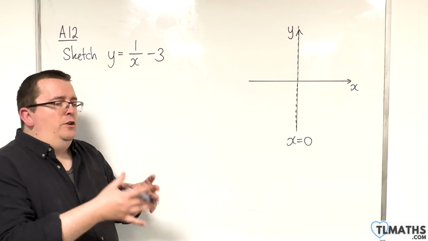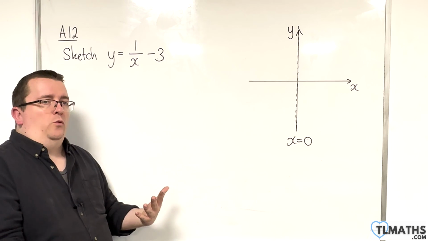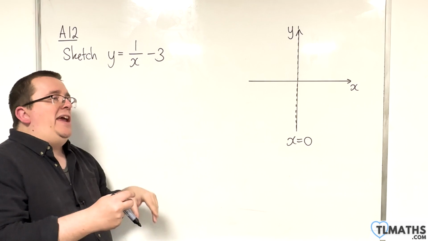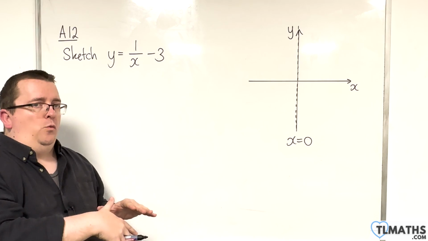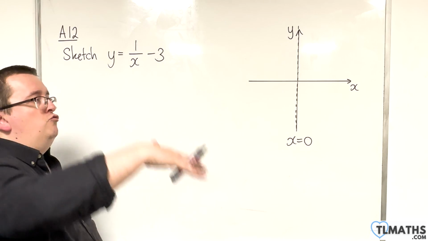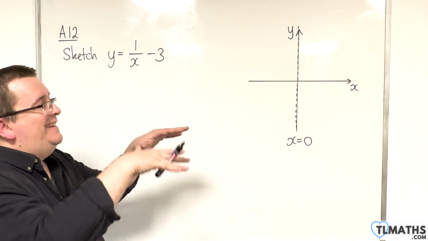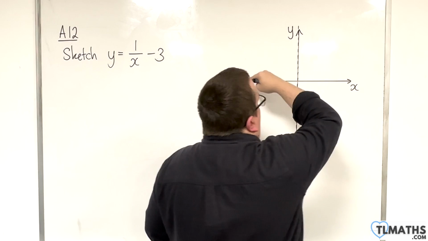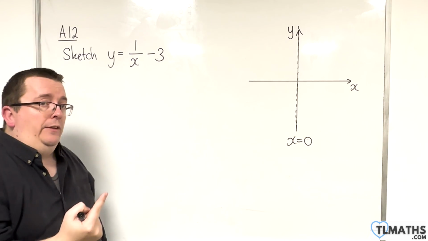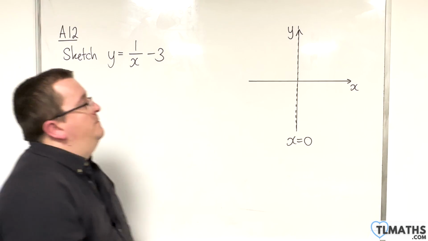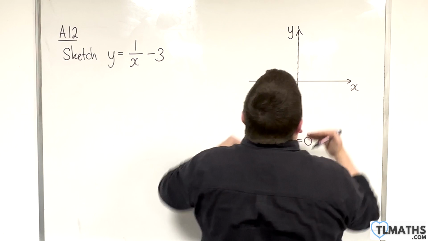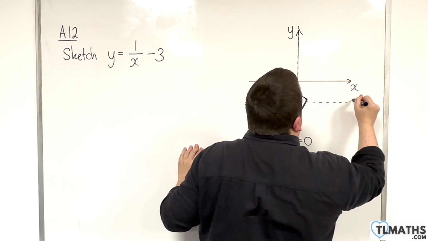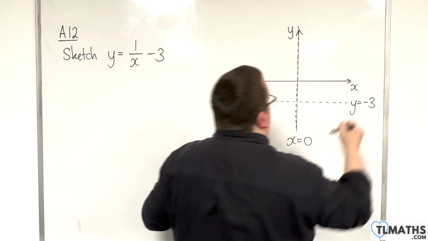Now in the previous video we looked at adding 2 to all of the y coordinates. We had plus 2. This time we've got take away 3. So we're taking 3 away from each of the y coordinates, and so that drops the graph down. It translates it downwards, and a horizontal asymptote, which the original graph has at y equals 0, will translate downwards with it. So there will be a horizontal asymptote at y equals -3.